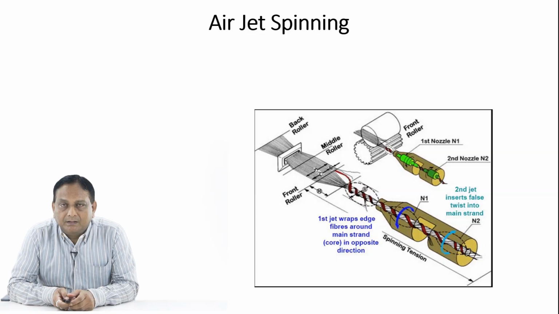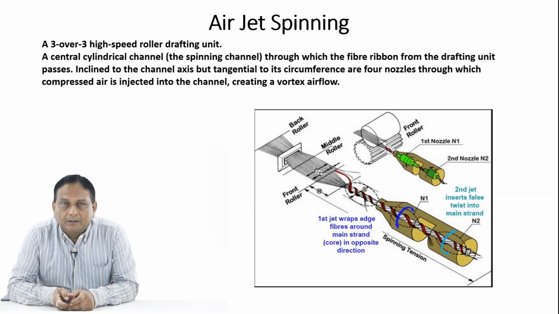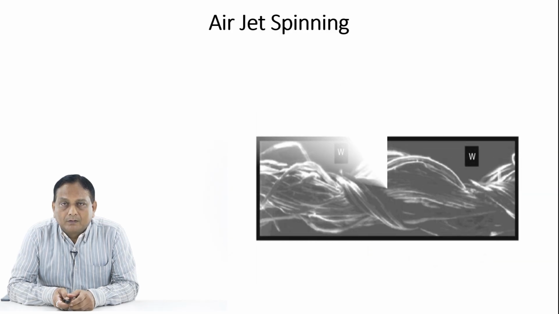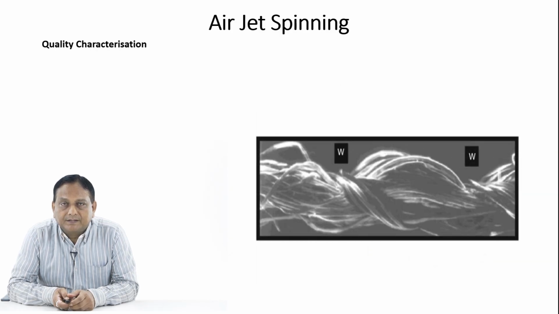Now as can be seen in this particular diagram, there is a 3/3 speed roller drafting unit and a central cylinder channel, that is the spinning channel, through which the fiber ribbon from the drafting unit passes. Inclined to the channel axis but tangential to its circumference are the four nozzles through which the compressed air is injected into the channel, creating a vortex airflow. So this is the diagram of air jet spinning.